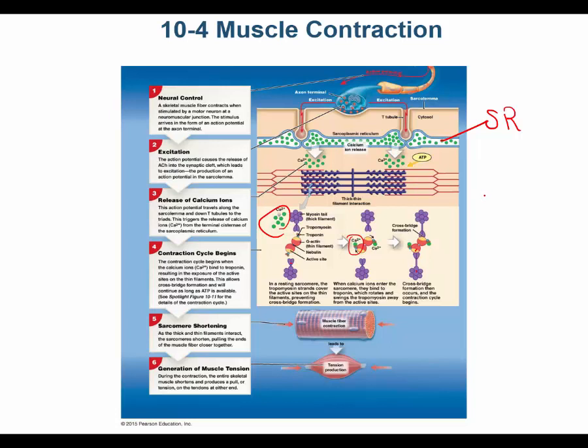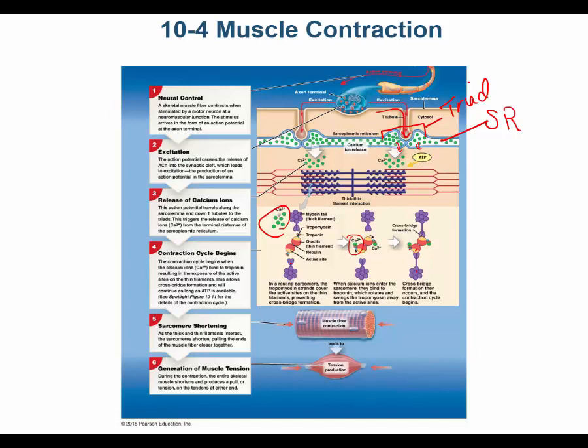But why did the calcium leave the SR? And the answer is the depolarization wave from the motor neuron swept down the T-tubule into my triad. Remember, this whole area right here is called a triad. That was in the first mini lecture. So that depolarization swept down the T-tubule right into here, into my triad, and it caused these calcium channels to open, and calcium rushed out of the SR and into the cytoplasm.